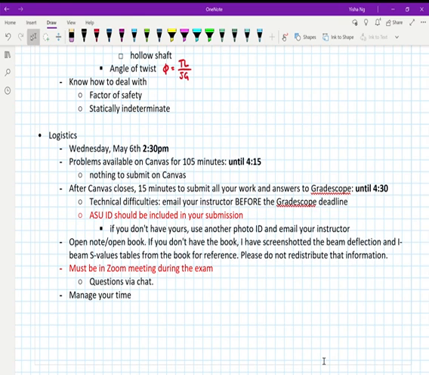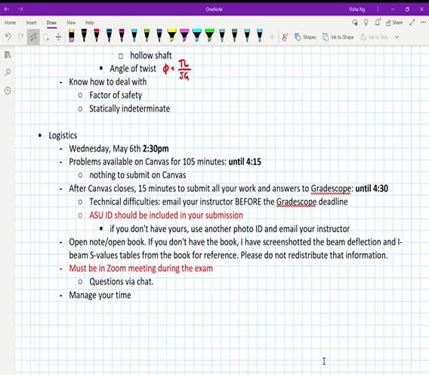Last big rule, you have to be in the Zoom meeting during the exam. This is something I think they decided pretty recently, so you might not have heard it in lecture. So make sure you're in the Zoom meeting during the exam. If you have any questions, don't say them over the microphone. Put them in chat so you'll be able to directly ask the instructor.